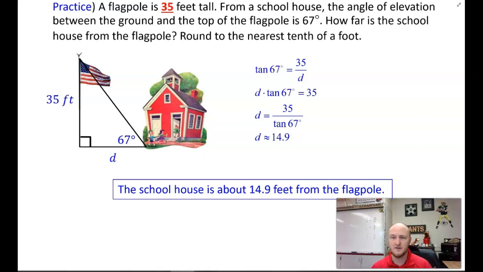Pretty easy, right? Angle of elevation. They'll give you two things, and you're just placing it in between those two things.